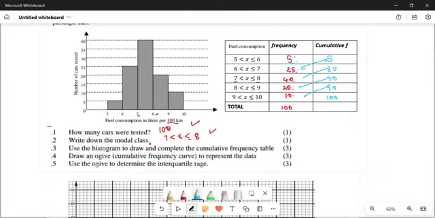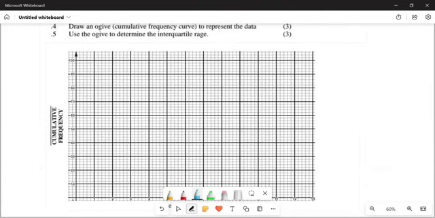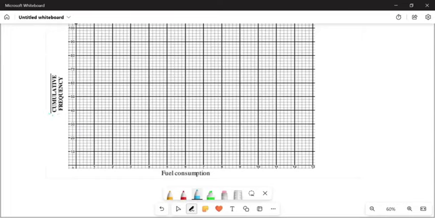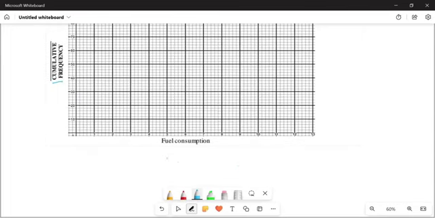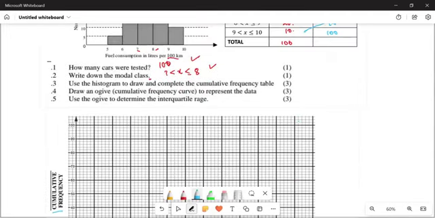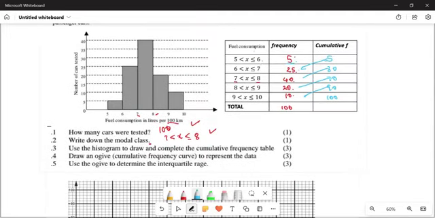The next question says, draw the ogive, the cumulative frequency curve, to represent this data. If you're not sure what to use, on the Y values you use the cumulative, and on the X-axis you use the fuel consumption. So let's come up with the coordinates. What are going to be the coordinates? Let's start with the values here.